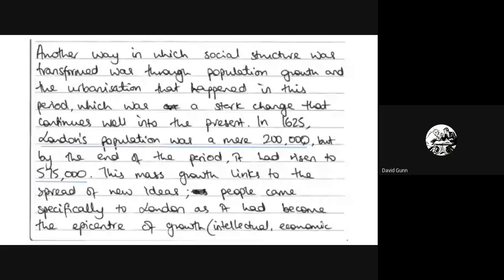People came specifically to London as it had become the epicenter of growth, intellectual, economic, and social. Population growth also led to a higher demand for agricultural change, which was also revolutionized during this period. So this is linking to another topic, with new crops such as clover, artichoke, and asparagus, specialized farming, and the introduction of water meadows and enclosure. Despite the benefits, growth in population also led to an increase in poverty. By the end of the period, 2/3 of London's inhabitants lived near the poverty line.